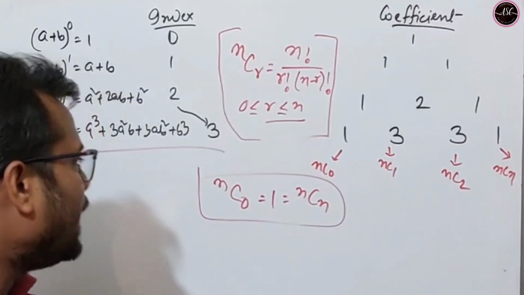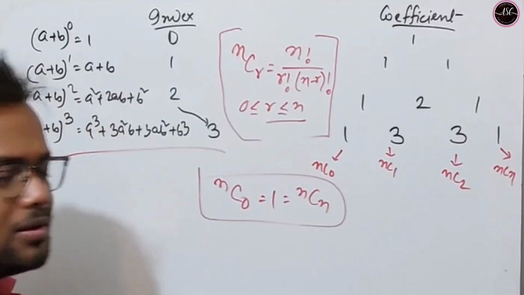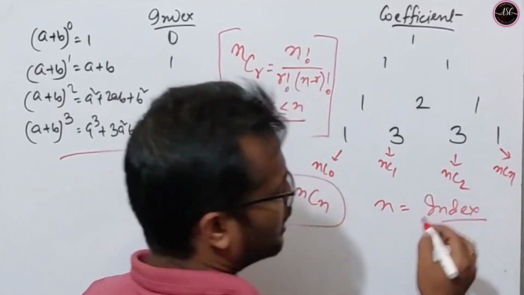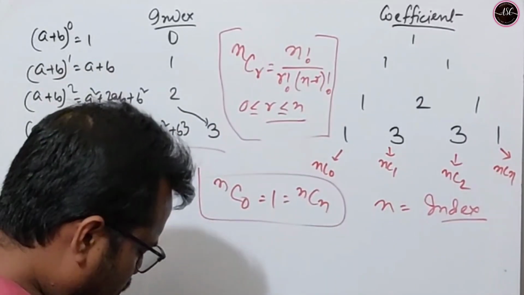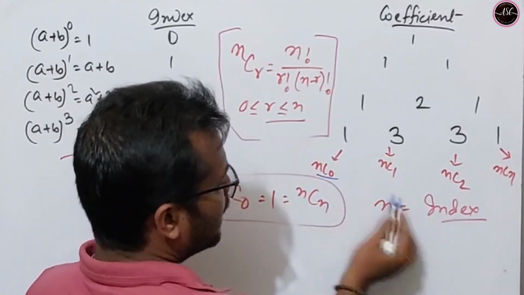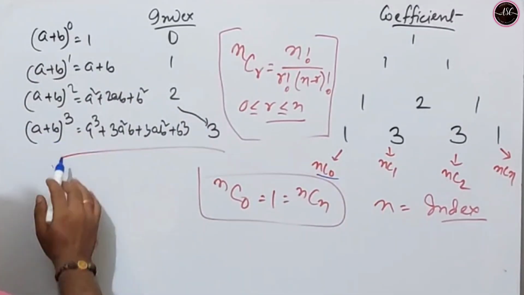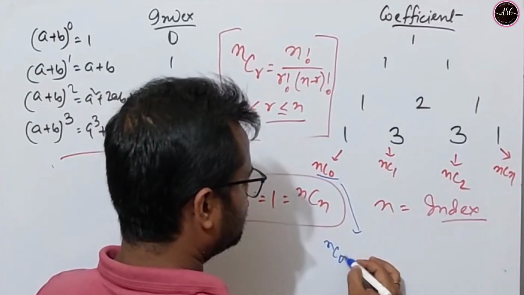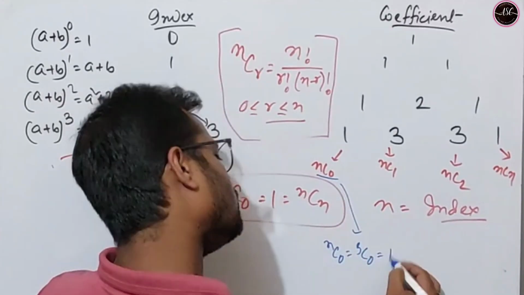What is the value of n? n is equal to the index. Okay, so if we put n equal to 3 for this expression, we get NC0 equal to 3C0, that means 1.